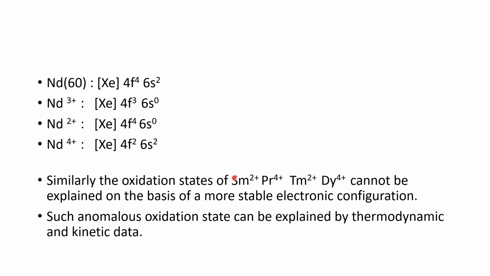There are other elements like samarium, which exhibits +2, praseodymium, which exhibits +4, thulium +2, dysprosium +4. Now these oxidation states cannot be explained on the basis of a more stable electronic configuration. So such oxidation states where we cannot give an explanation on the basis of the electronic configuration, such anomalous oxidation states are explained by different thermodynamic and kinetic data.